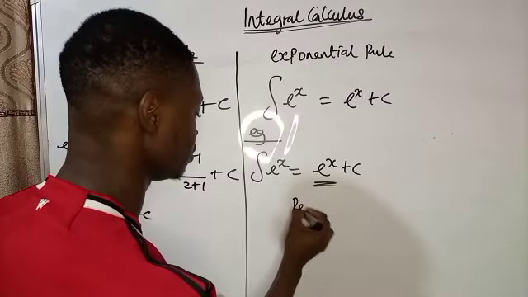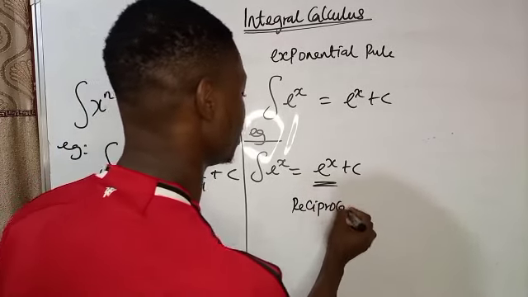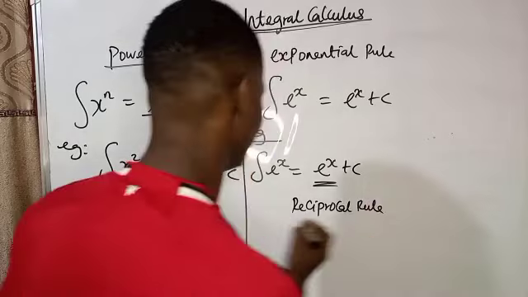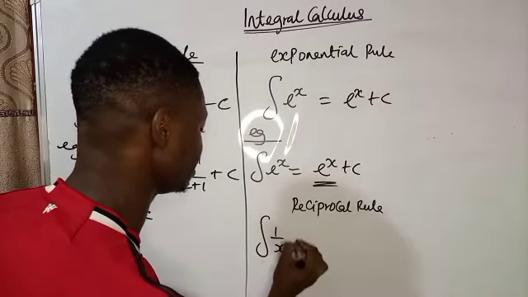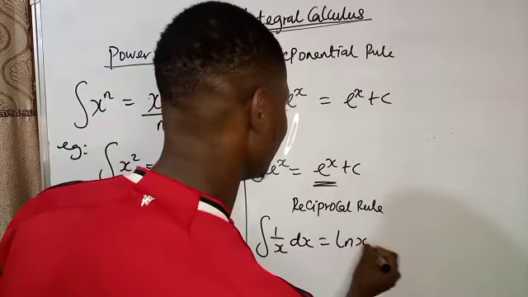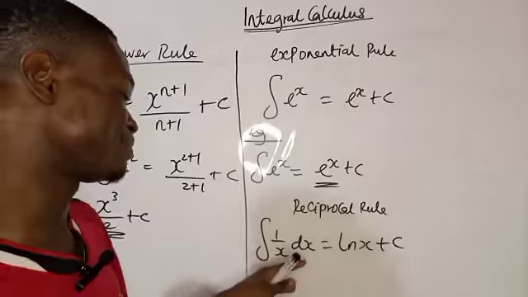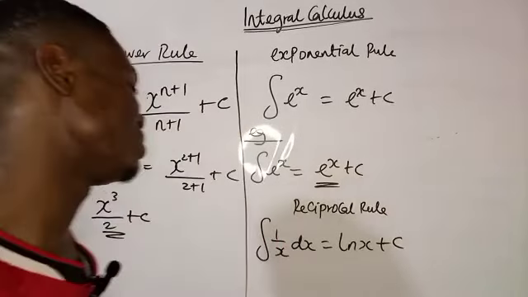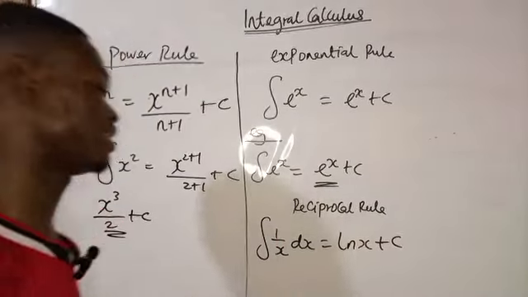Another rule we have is the reciprocal rule. If you have the integral of 1 over x dx, it is equal to ln of x plus c. Remember that the derivative of ln of x is 1 over x. So the integral of 1 over x is ln of x plus c.